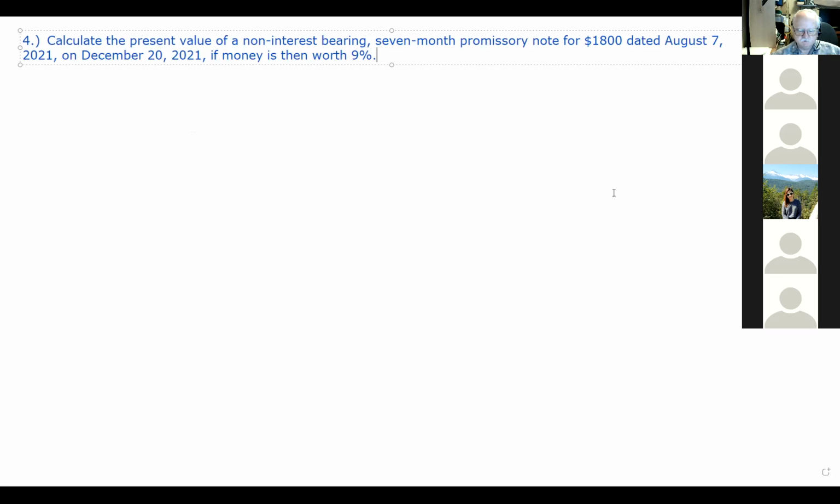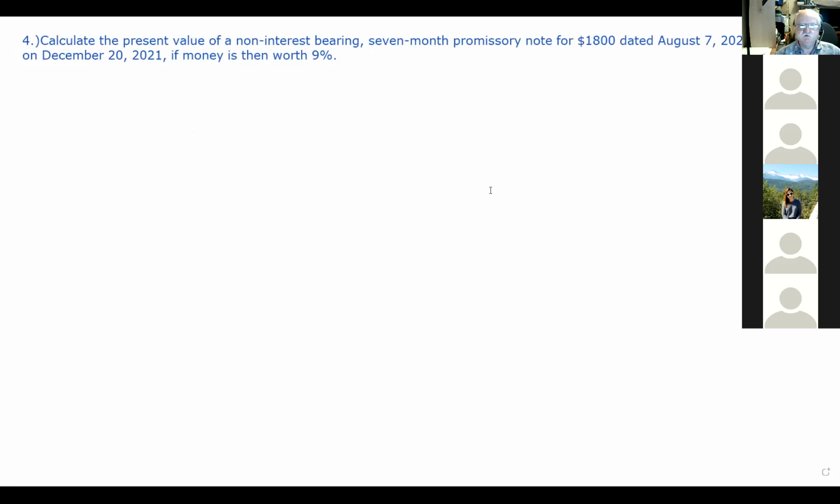So it says, calculate the present value of a non-interest bearing 7-month promissory note for $1,800 dated August 7th, 2021 on December 20th, 2021, if money is then worth 9%. Now, I agree that the first time you read a question like this, it's quite confusing. So I'll try and explain what it is they're talking about here.